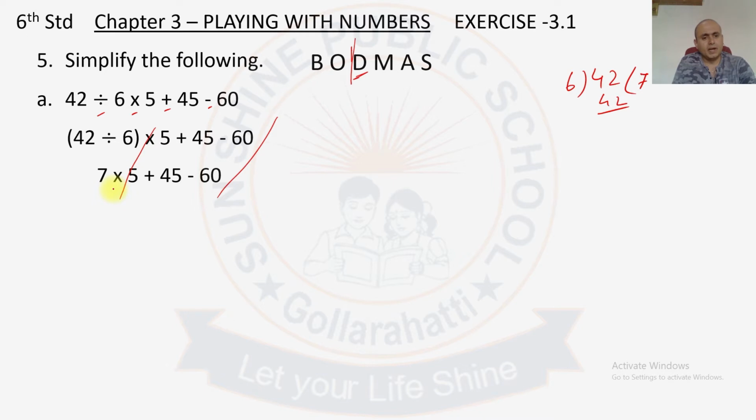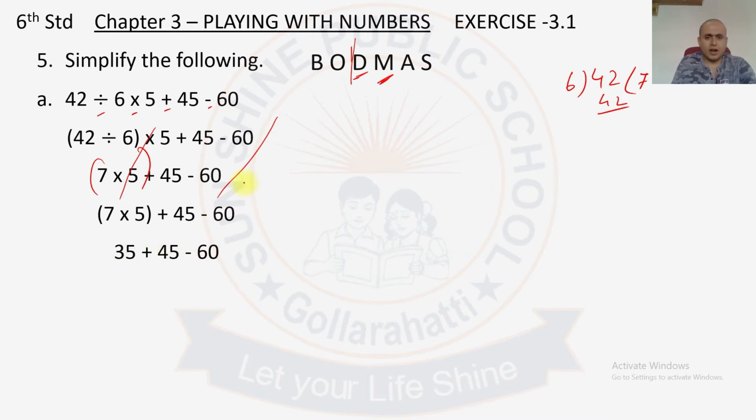The next step is multiplication, addition, subtraction. In this you have to multiply first. So your multiplication is 7 into 5. You have to multiply these two numbers. 7 fives are 35, and the remaining numbers as they are: 45 minus 60.